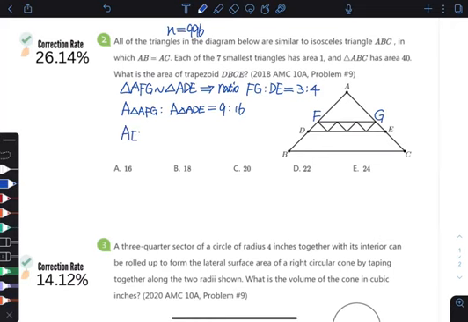Alright, so now we already have the answer. The area of this trapezoid, DBCE, is equal to the area of triangle ABC minus the area of triangle ADE. So we use 40 minus 16, that is 24, which is option E.